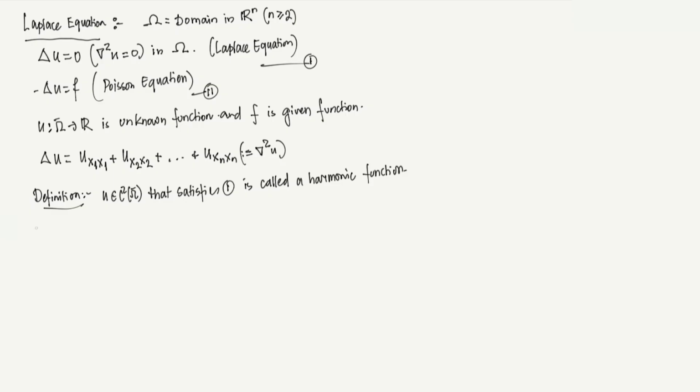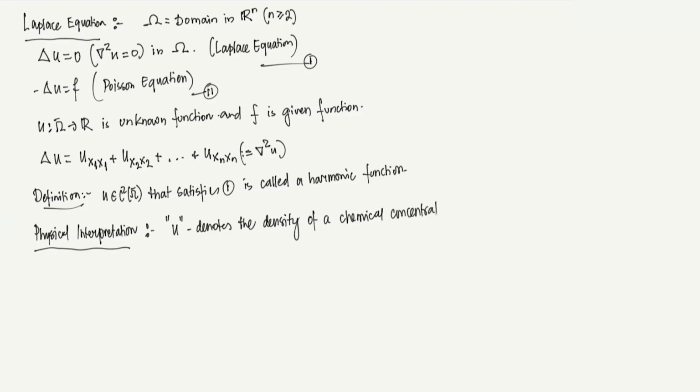Now let's look at the physical interpretation of this. Because we are not looking at it as a purely mathematical thing. There should be some ideas coming from real life. So let's say that we denote u, the unknown function, as the density of a chemical concentration in equilibrium.